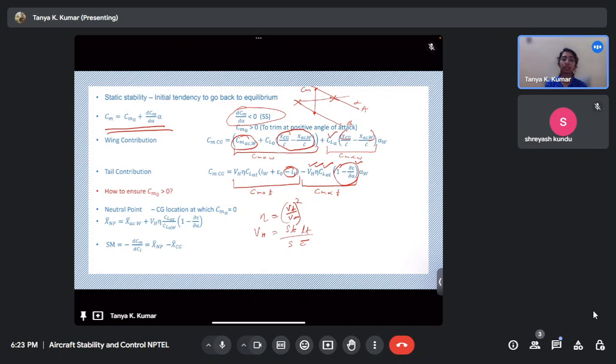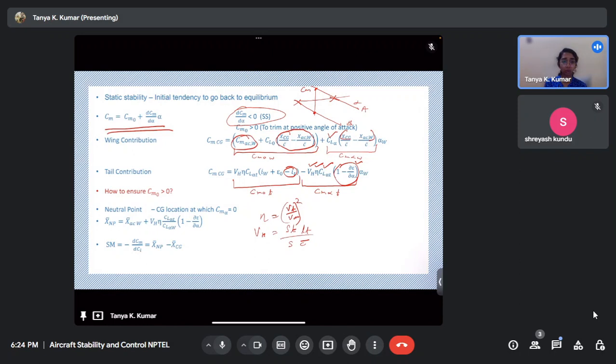Neutral point is nothing but the aerodynamic center of the entire aircraft. Okay, so it is analogous to the aerodynamic center. It is a point at which the Cm alpha, or the pitching moment, does not vary with angle of attack. Cm alpha is 0. So we saw the equations for neutral point, and then we saw static margin.